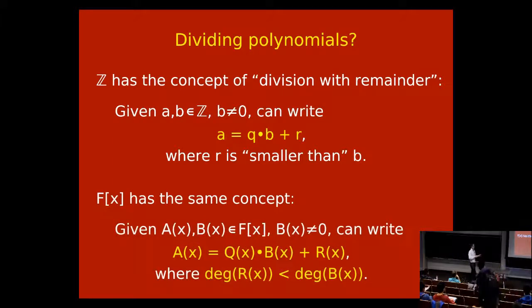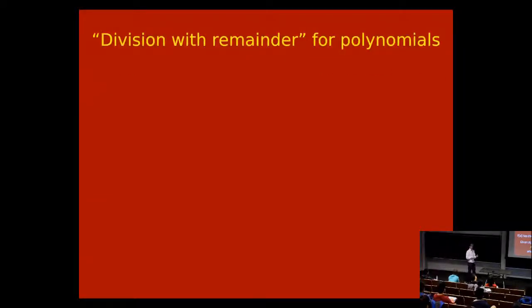And you have the exact same concept with polynomials. I'll show it to you. If you have two polynomials a and b, where b should not be the 0 polynomial, then you can divide b into a and get a quotient and a remainder. You can write a equals q times b plus r. And again, this remainder will be smaller than the thing you're dividing by. But smaller means here it'll have smaller degree. So you can divide and get a remainder whose degree is smaller than the thing you're dividing by.